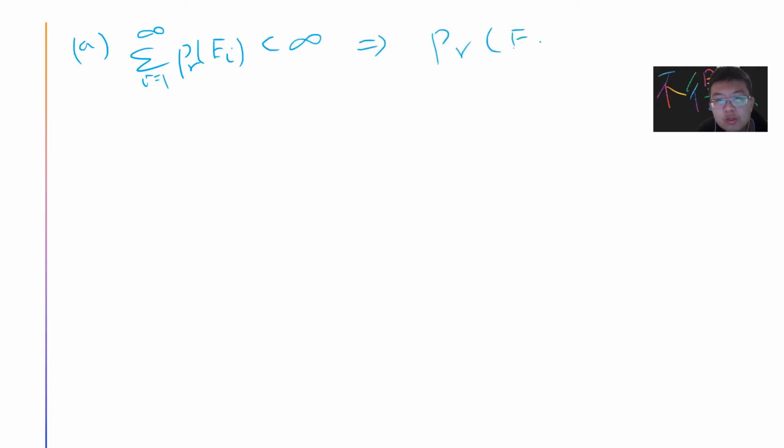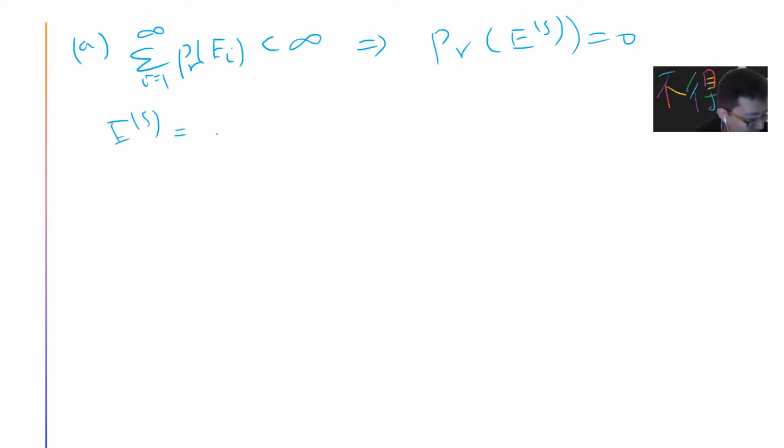Let's prove the first Borel-Cantelli. It tells you that if somebody gives you that the sum of the probabilities of E_i from 1 to infinity is less than infinity, then you want to prove that the probability of this E_S will be 0. You can check my moment method video, which gives you the quantitative version, but in this video we just use the elementary way.